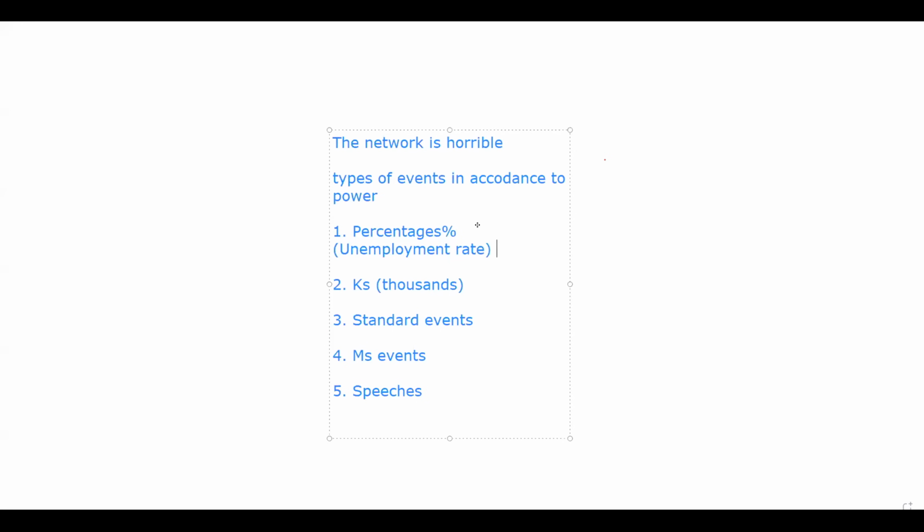under USD normally. NFP. You see, NFP consists of two events, non-farms payroll and unemployment rate. The percentage event that is called unemployment rate, that's the one that is more powerful, right? Another example, I'm just going to give one example per event type. The K event is non-farms payroll.